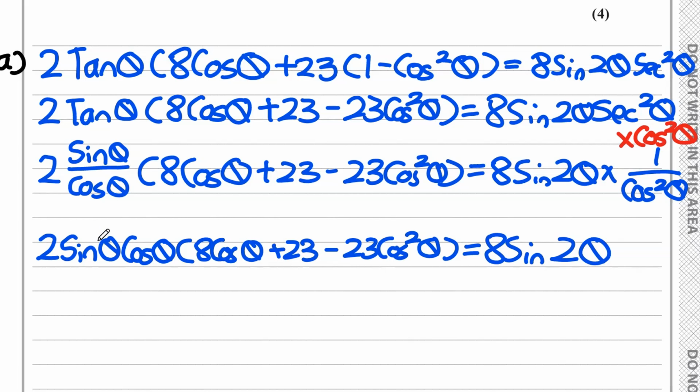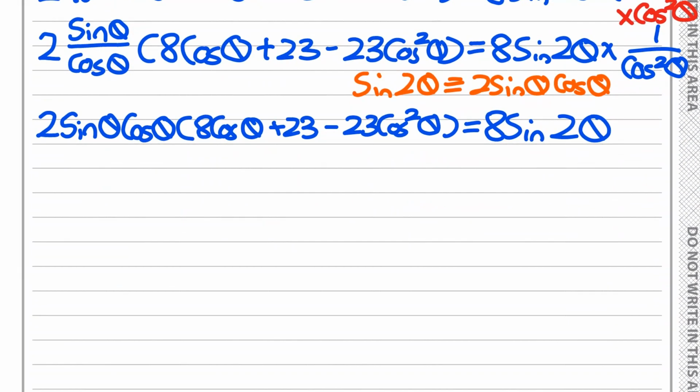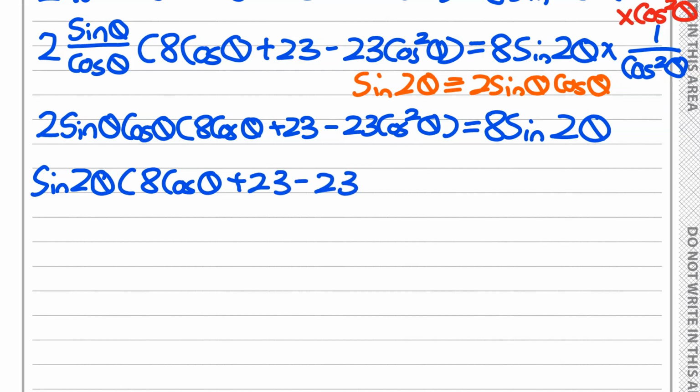Now we don't want this sin theta, however we have this 2 sin theta cos theta, and remember that sin 2 theta is equivalent to 2 sin theta cos theta, and we want sin 2 theta in our final answer. So let's sub out this 2 sin theta cos theta here for sin 2 theta. So therefore this becomes sin 2 theta, and then it's going to be this 8 cos theta plus 23 minus 23 cos squared theta, and this is equal to 8 sin 2 theta.